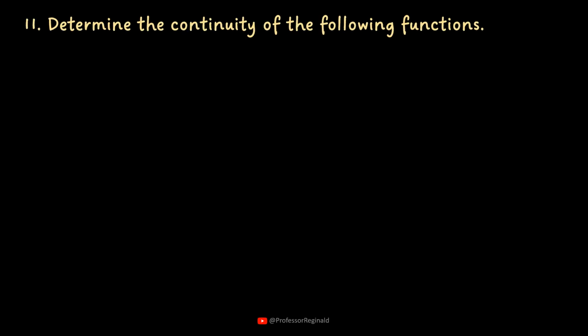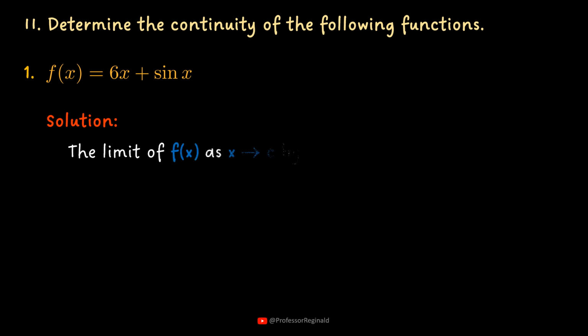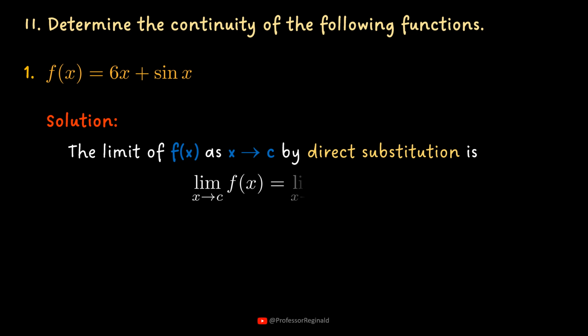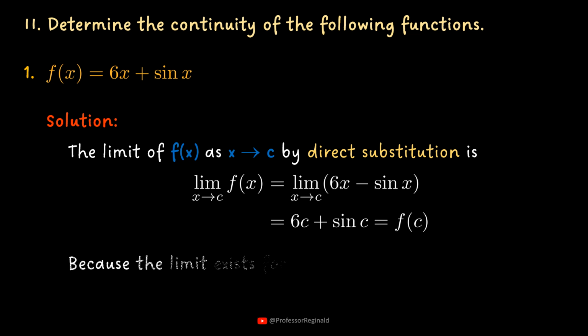Part 2. Determine the continuity of the following functions. Number 1. f of x equals 6x plus sine of x. Solution. The limit of f of x, as x approaches c, by direct substitution is calculated as follows. Because the limit exists for any c in the real line, f is continuous everywhere.